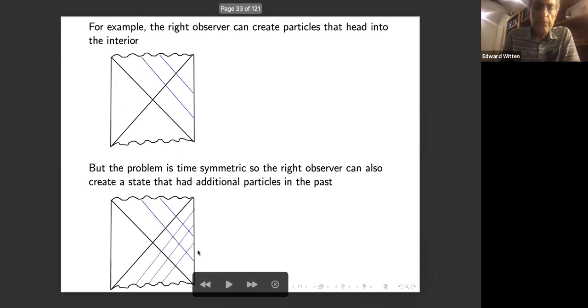Now, if you do this, when you make this disturbance, you cause the right moving horizon area to increase as it goes along. And if you make a disturbance in the past, you make the left moving horizon area increase as it goes along into the future. So in this picture, this right moving horizon area increased as it went into the future, and this left moving one also increased as it went into the future.